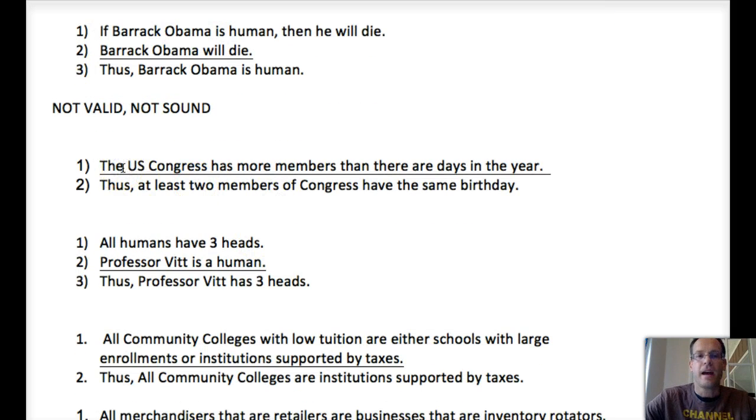This one requires a little bit of math. The U.S. Congress has more members than there are days in the year. Thus, you probably hear my son in the background. Go with it. So in other words, there are 365 days in the year, but there are like 400 some odd members of Congress. And so at least 2 members of Congress have the same birthday. That has to be true. That is correct. So this argument is valid because there's no way for 1 to be true and 2 to be false. Similarly, it turns out to be actually true.